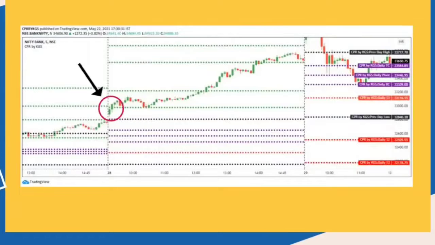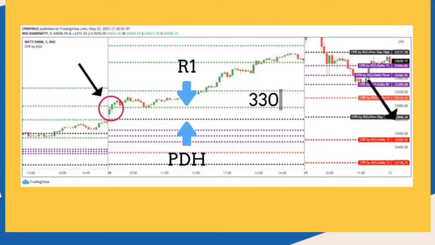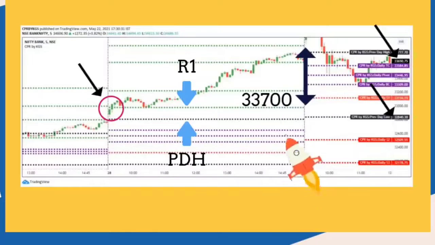Here, the first 3-5 minute candles opened above the previous day high, as well as the current day resistance 1, so the entire day was a trending day. The candles went up from 33,000 to 33,700, so almost a 700 point up move happened here.